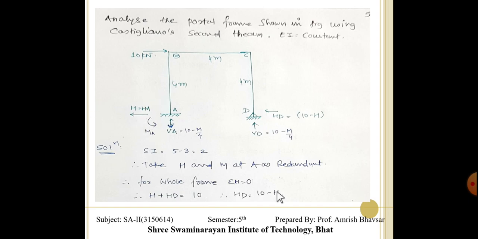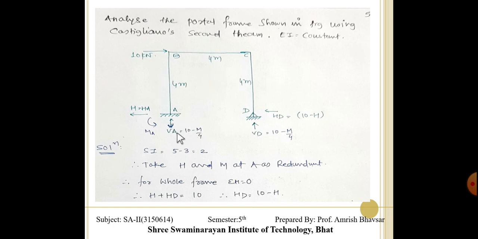These two are redundant. Now for the whole frame, sigma H is equal to 0, so HA plus HD is equal to 10. So HA is equal to H, and we will get HD is equal to 10 minus H, which is over here. Now these two reactions must be calculated by us, and we know sigma V is equal to 0 and the moment over there is 0.